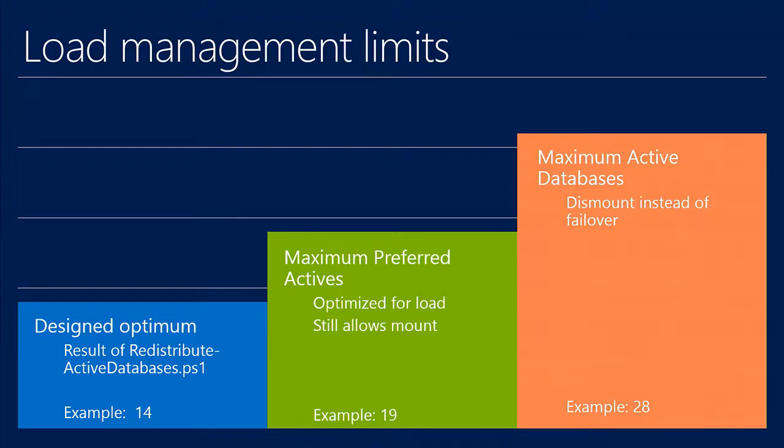And then there's the max active limit, and this is a hard limit that says if I've reached the maximum number of mounted databases on that server and I've got nowhere else to go, I'm not going to fail over. I'm going to dismount that database instead. So we give you varying levels of control. One is a soft limit, the other is a hard limit. They do sound the same. One is max preferred active databases, the other is simply maximum active databases.